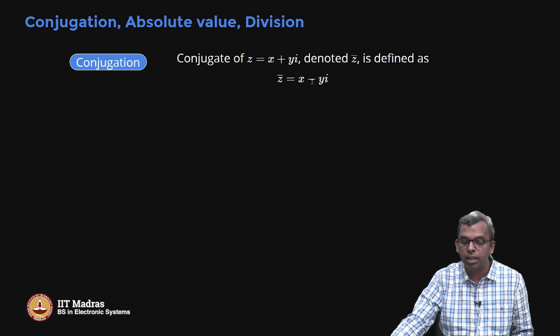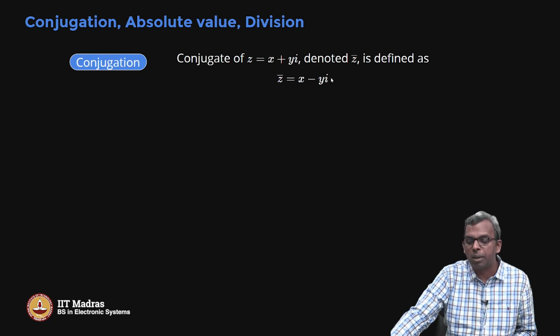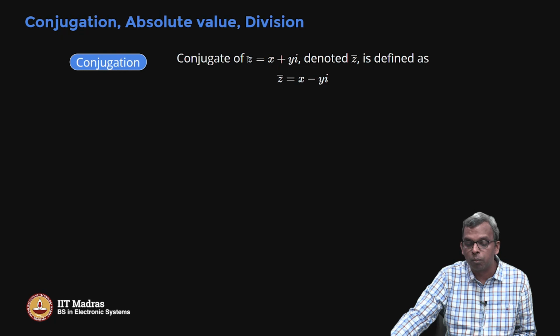If I have x plus yi, the conjugate becomes x minus yi. So this is an operation, like I said, that is only for complex numbers. If for instance z is real, and real numbers are also inside complex, right? So if z is real, what does that mean? y is 0, right? And then what is z bar? It is x itself. So the conjugation of a real number is itself.